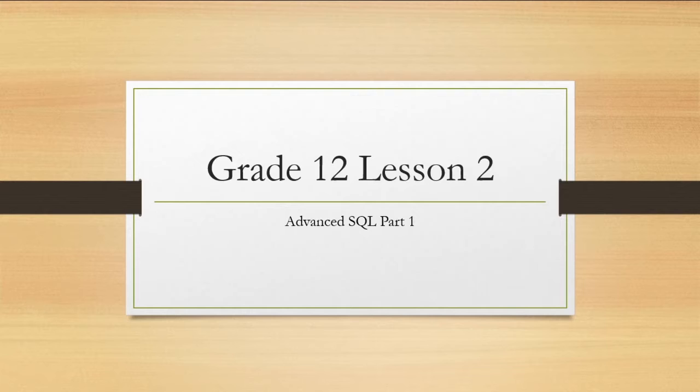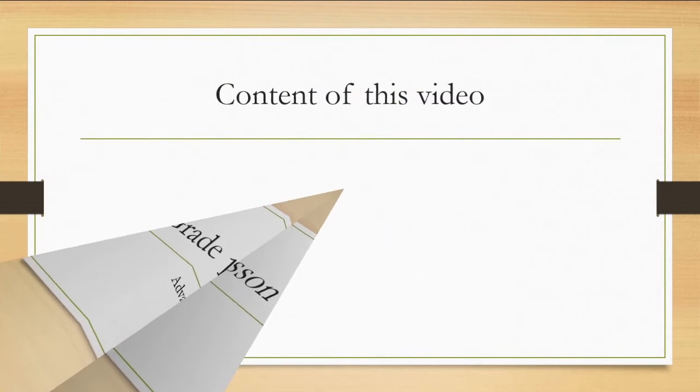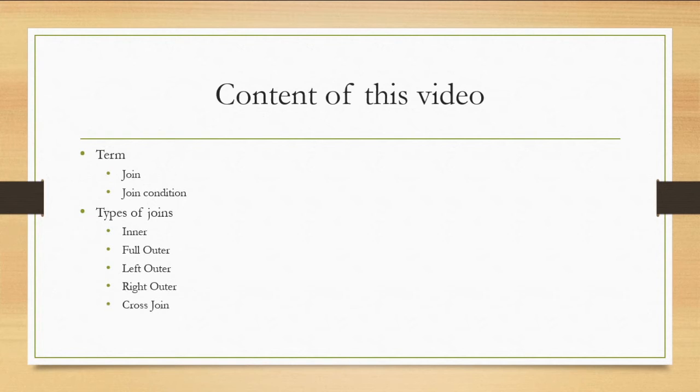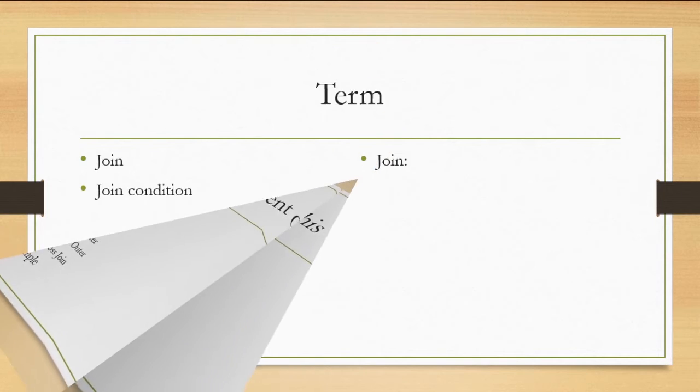Good day everybody and welcome to the second lesson of Grade 12 Databases. We will look at the first part of Advanced SQL. Let's look at the contents of this video. We will look at the following terms, specifically the join and the join condition. We'll then look at the types of joins, specifically the inner, full outer, left outer, right outer, and cross join. We will then look at some examples. Let's begin with the terms.